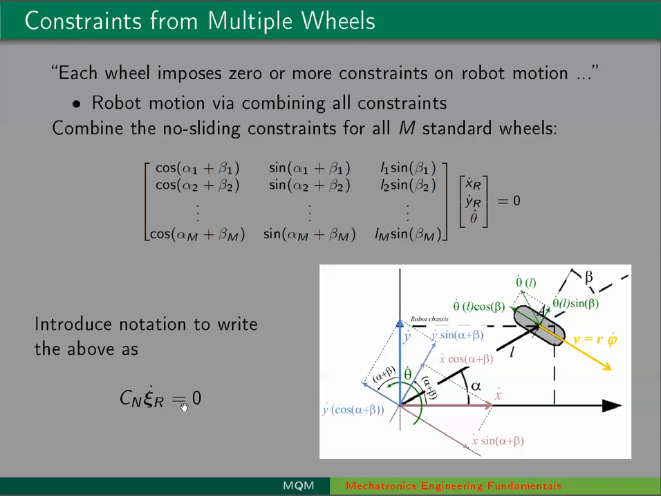Now we do the same thing with the no sliding constraint. So we just have the no sliding constraint for all M wheels. And then we end up with this equation. So this matrix is C sub N, and then psi dot R. And that product is equal to 0, because the motion perpendicular to each wheel is 0.